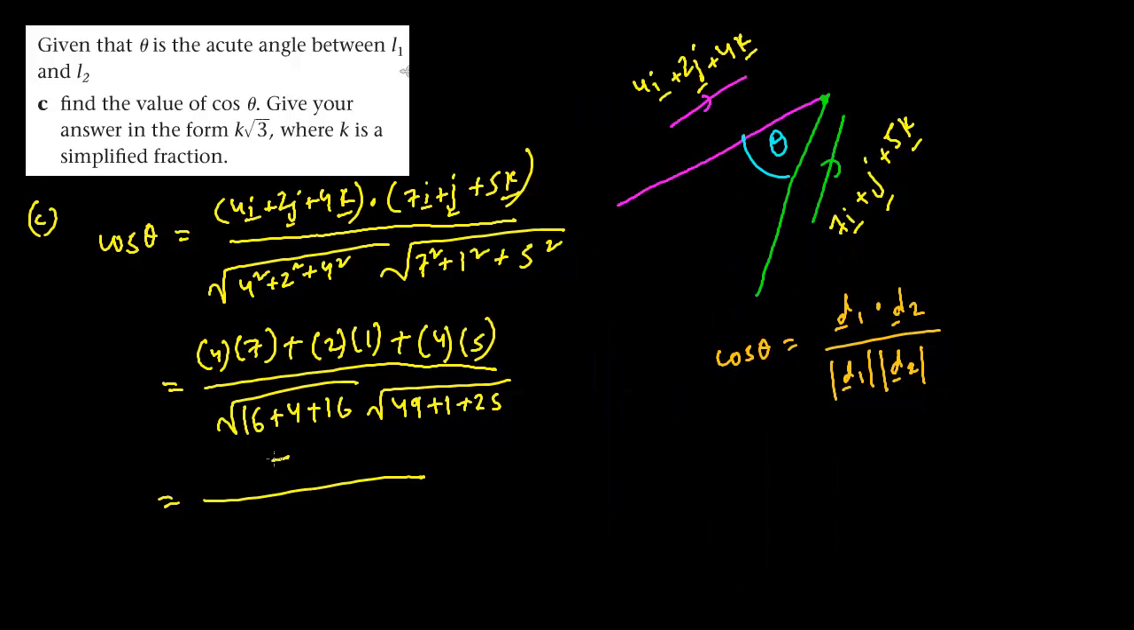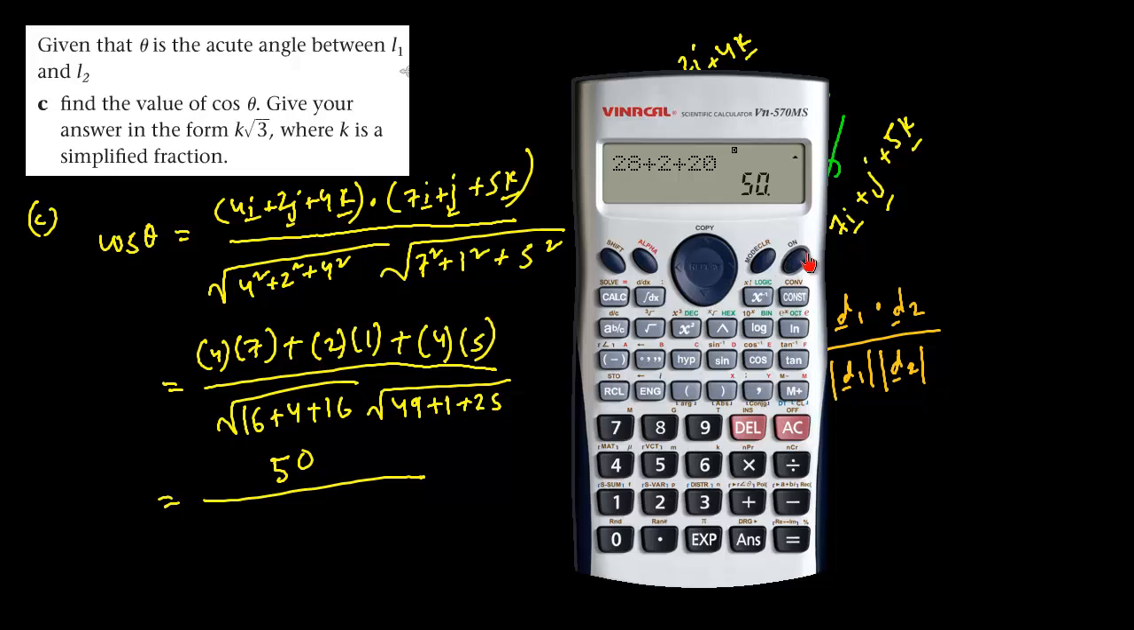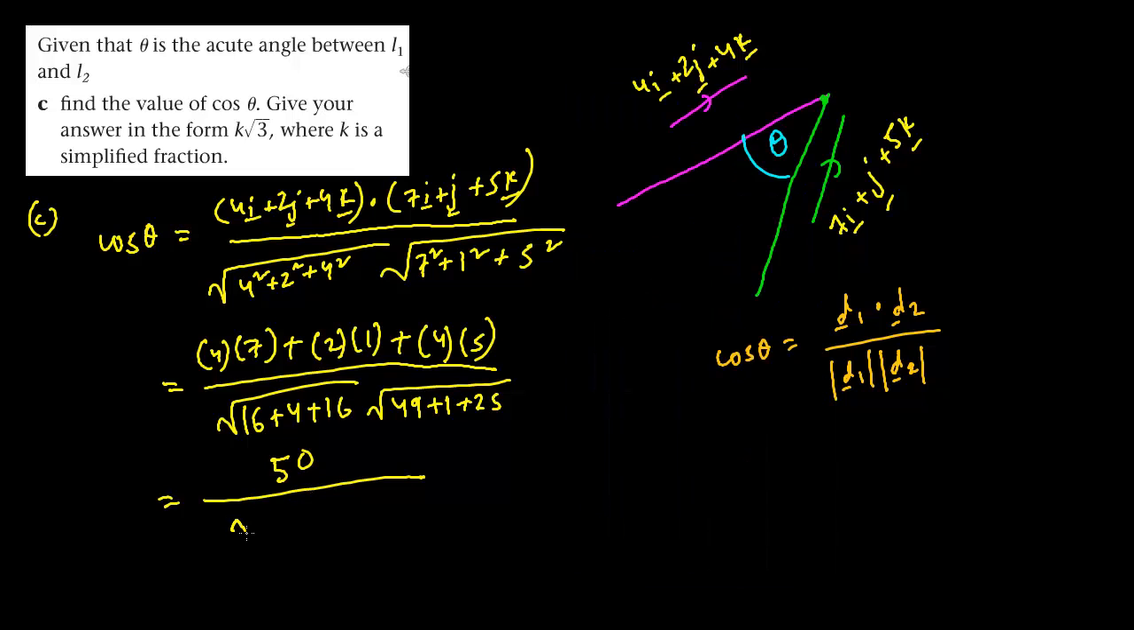and this is 50. Now square root of 16 plus 4 is 20. 20 plus 16 is 36. So square root of 36. And then 49 plus 1 is 50. 50 plus 25 is 75. So when we find this value, it's going to be theta equals cos inverse. Oh, we don't have to find the value of theta. All we have to do is find the value of cos theta.